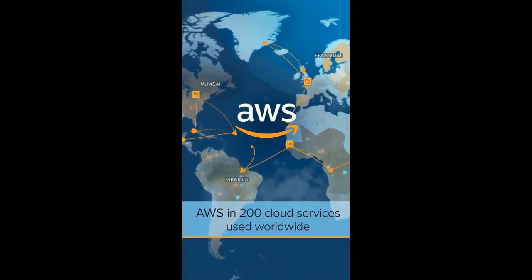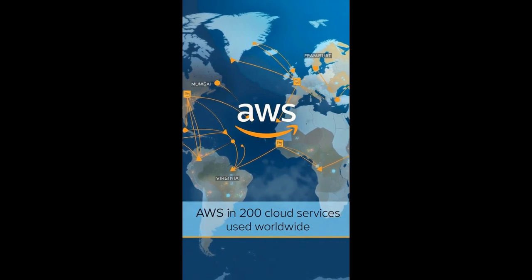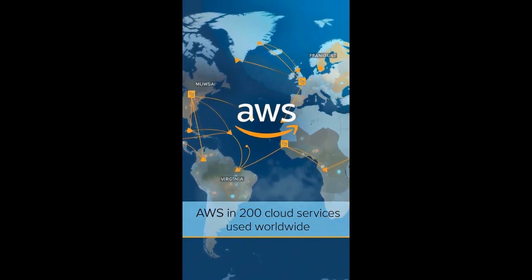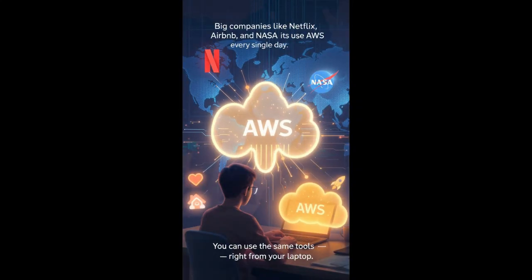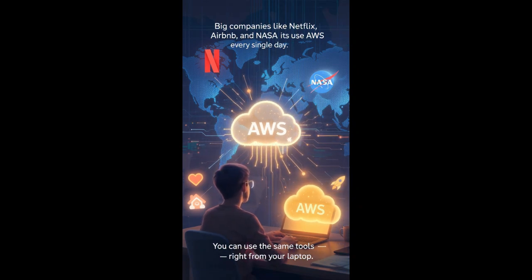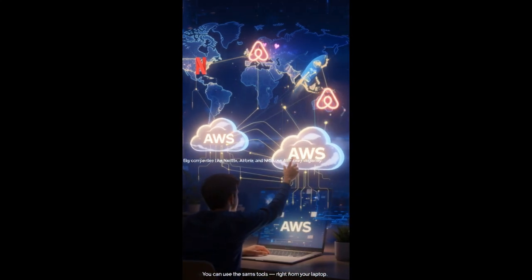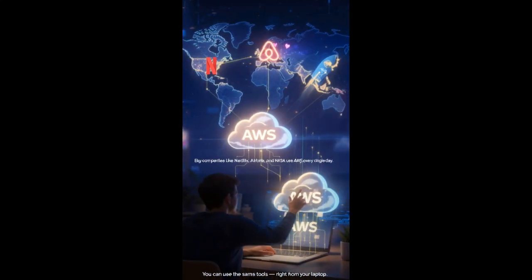AWS started back in 2006 and today it's one of the biggest cloud providers in the world. It offers over 200 services, everything from servers and storage to databases, AI and even security tools. Big companies like Netflix, Airbnb and NASA use AWS every single day. And the best part, you can use the same tools they do, right from your laptop.